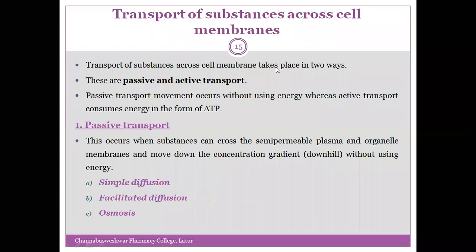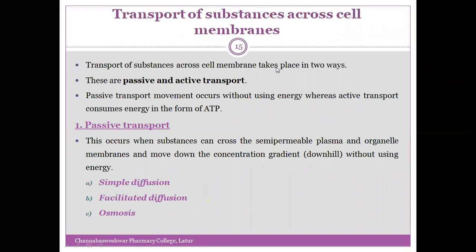So we will discuss transportation of substances across the cell membranes. Transport of substances across the cell membrane takes place in two ways. First is the passive way, and second is the active way. Means the substances can be transported by two ways: first through passive mode, and second through active mode. Simply, passive mode means it does not require energy, and active mode requires energy. Remember, passive means no energy, active means it requires energy.